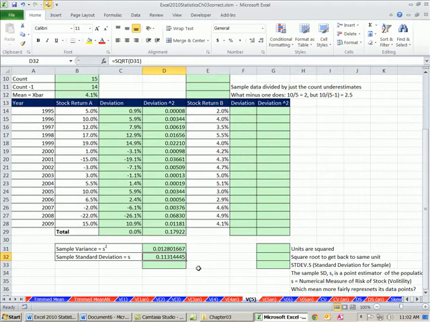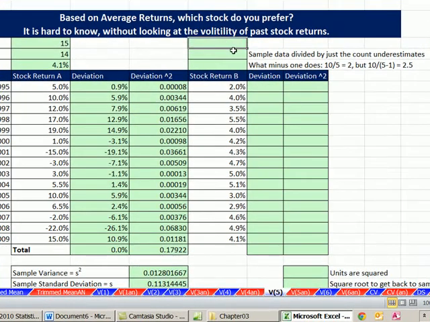Sample standard deviation. We'll be using this measure all the way in every single chapter moving forward. We'll be using mean and standard deviation. The standard deviation tells us how much spread in the data. Are the data points clustered around the mean or not? Now, let's go ahead and do this calculation for stock B.